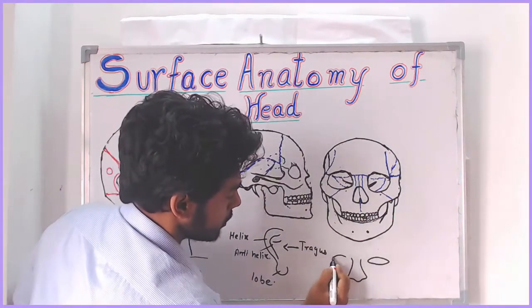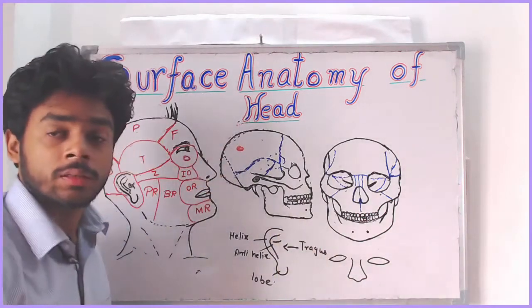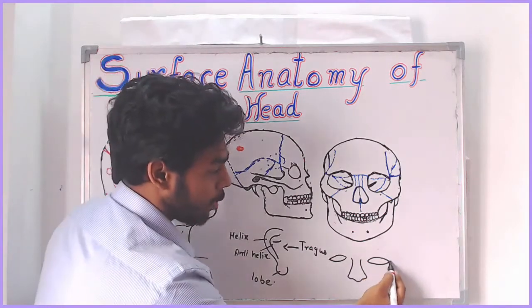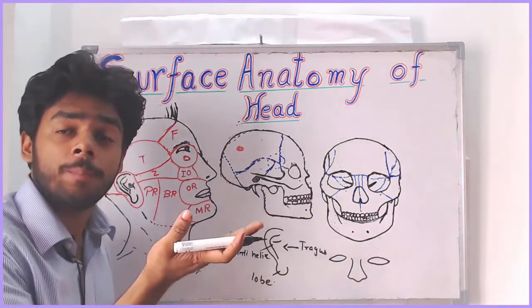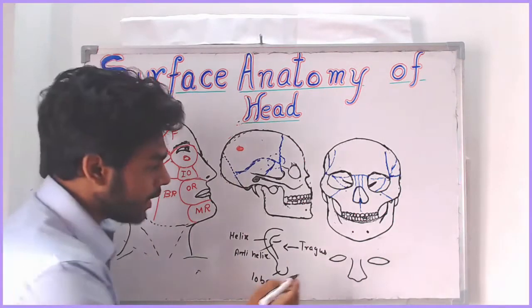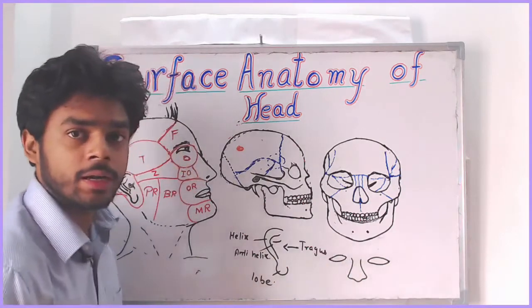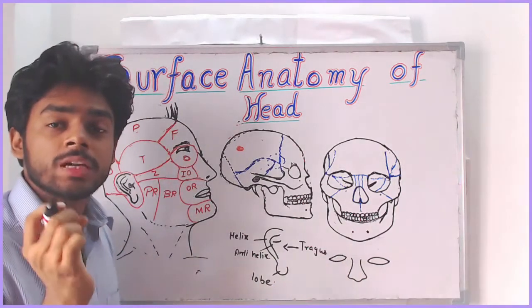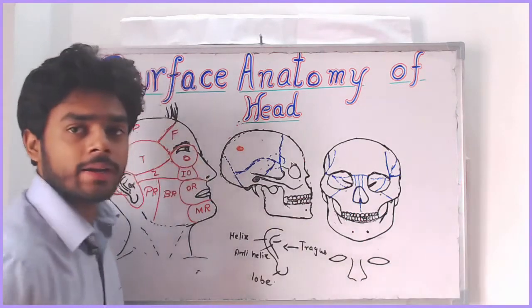Here also, this side also, eye. This is the outer corner and this is the inner corner. The outer corner of the eye where both the upper and the lower eyelid meet is called the lateral canthus, while the inner corner where the upper and lower eyelids meet is called the medial canthus. So we have two medial canthus and two lateral canthus.